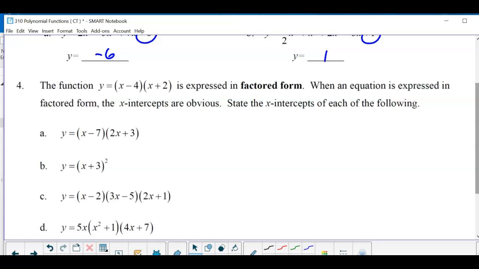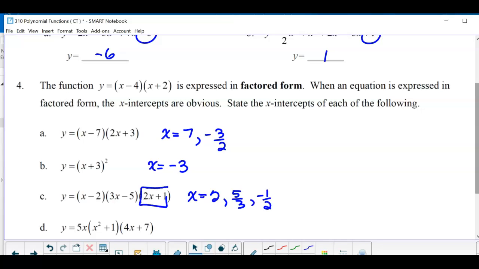So here, x-intercepts are 7 and negative 3 over 2. Here, x-intercept is negative 3. Here, there's 3 of them. So 2, 5/3, negative 1/2. Whatever makes each factor equal to 0. So you're basically solving each of those. Right? So it's opposite sign of the constant, divide by the coefficient.